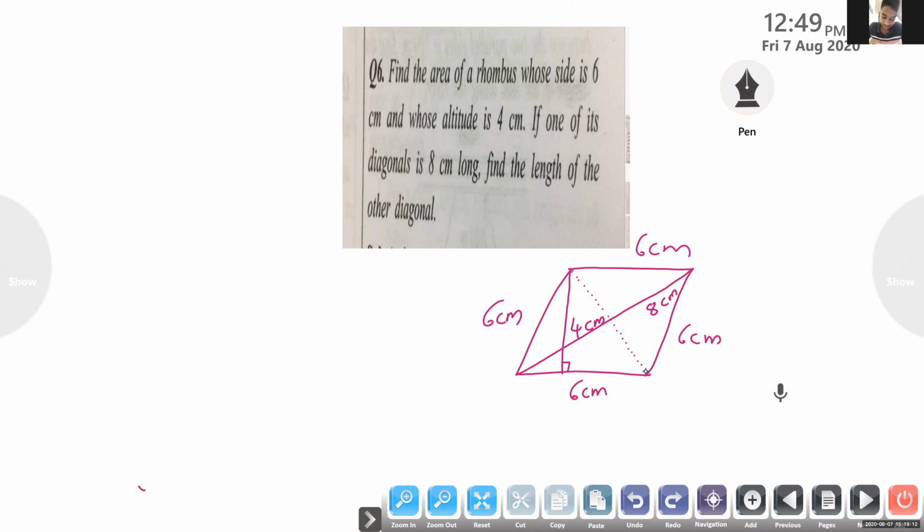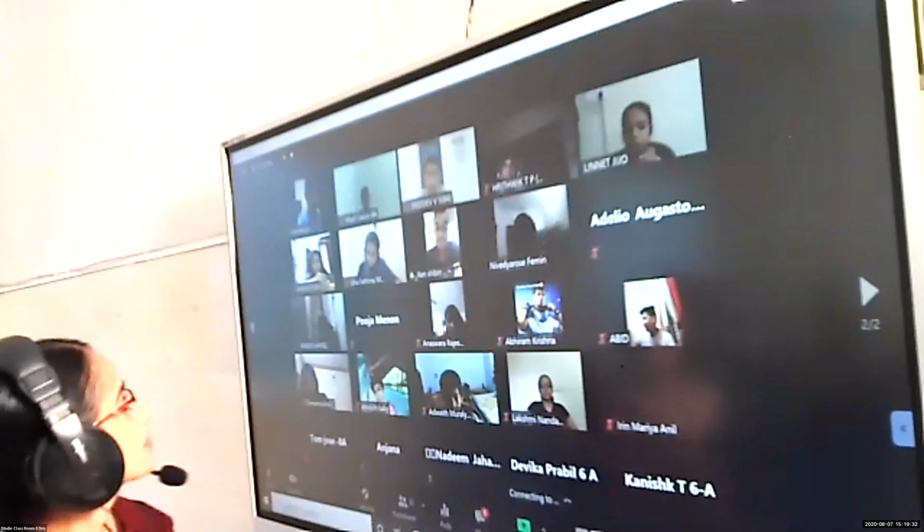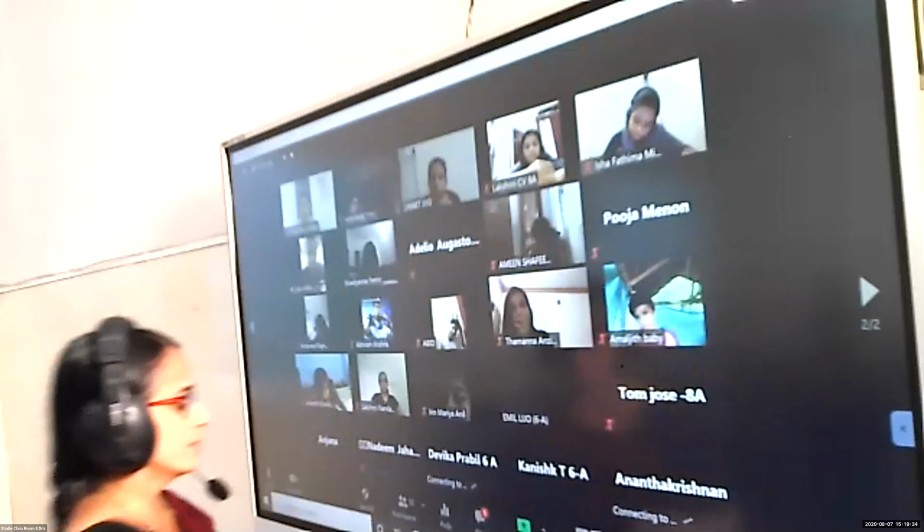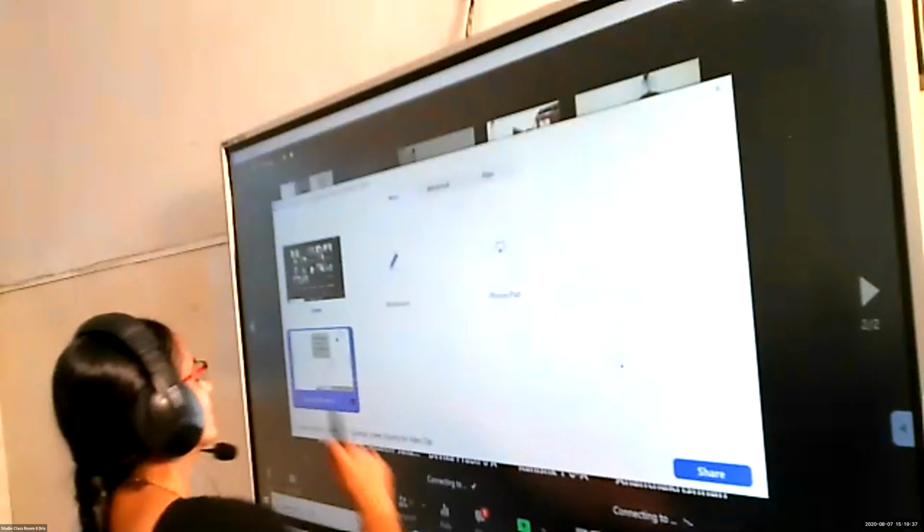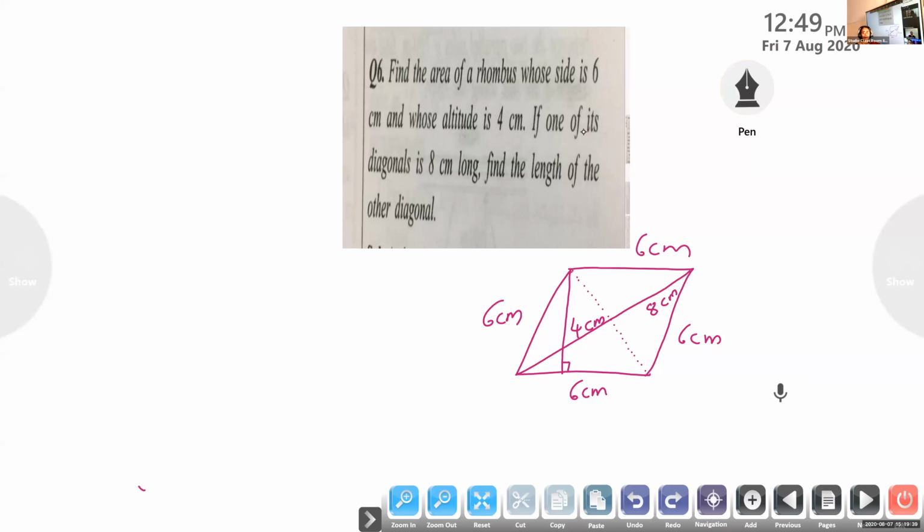Ma'am, area of parallelogram. Louder. Area of parallelogram is what? Formula? Who said that? Ken. Very good, Ken, you are correct. Because rhombus is a parallelogram. Since rhombus is a parallelogram, we can use the formula for finding area of parallelogram, BH.